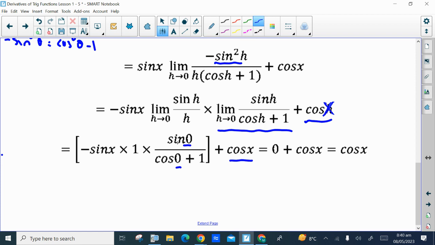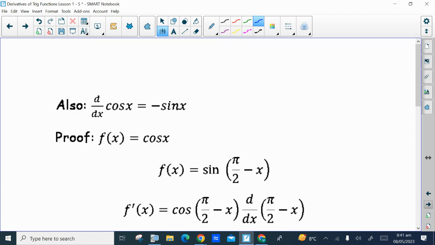And the sine of 0, well, at 0, the coordinates there are 1, 0. So you're going to get 0 over 1 plus 1, which doesn't really matter, because 0 times 1 is still 0, times negative sine x is still 0. All you're left with is this plus cos x. 0 plus cos x equals cos x. So that's the proof, to show that the derivative of sine x actually is cosine x.